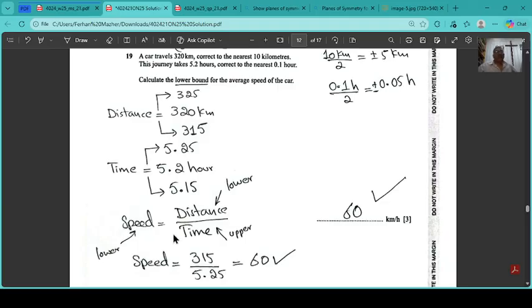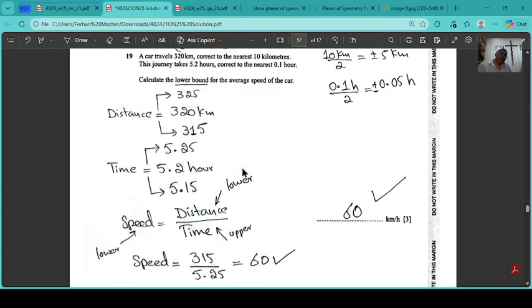You know the speed is equal to distance divided by time, and we want the lower bound for the speed. If you want the lower bound from this division, the numerator's lower bound should be taken and the denominator's upper bound should be taken, and then you will get the lowest answer from this division. So the lower bound of the distance is 315 and the upper bound for the time is 5.25 hours. When you do this on your calculator, you get 60. So the lower bound of the average speed for the car will be 60 kilometers per hour.